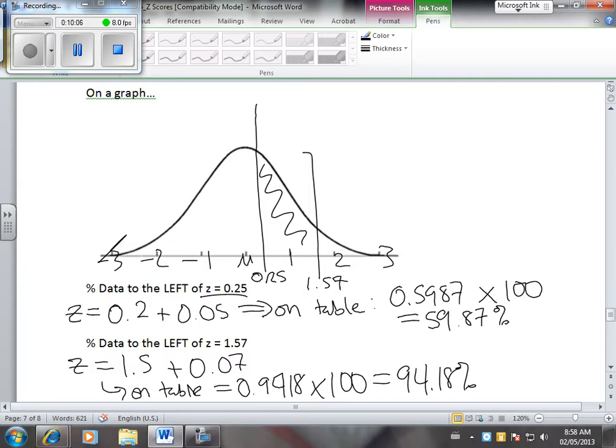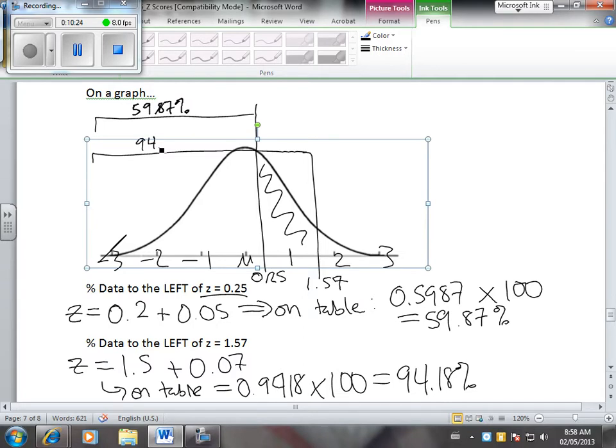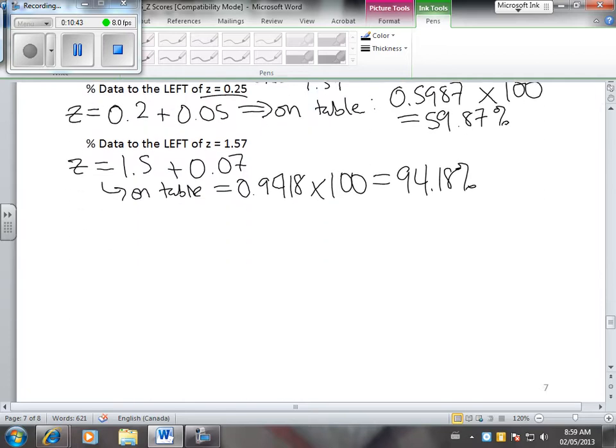Okay, so if we go back on here, we can label this. Here is 59.87%, because that's the 0.25. And then the other one, if we take it here, it is 94.18%. Okay, so what we want to do is find this area here, the difference between the 94.18 and the 59.87, and that will give us the area in between the two.